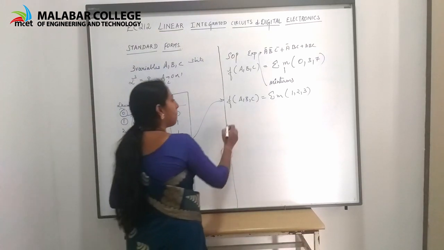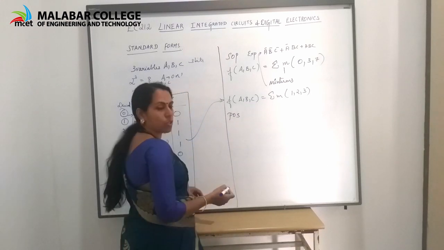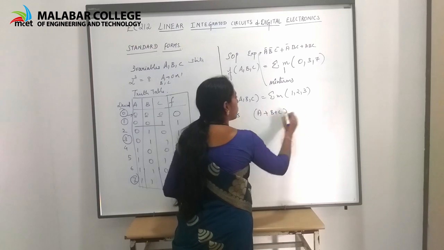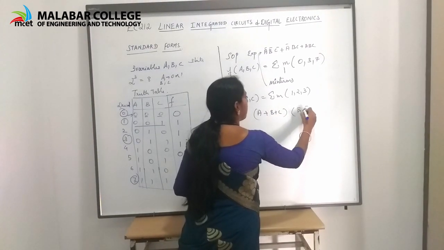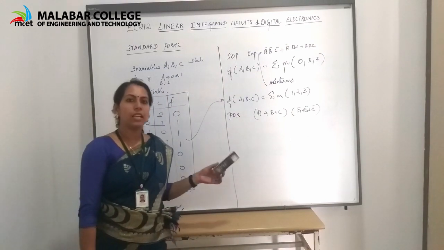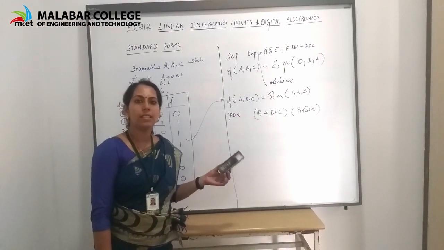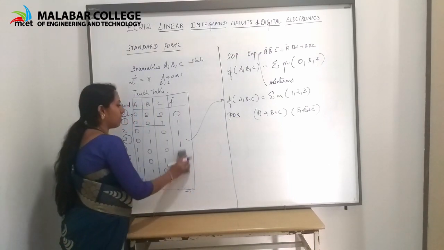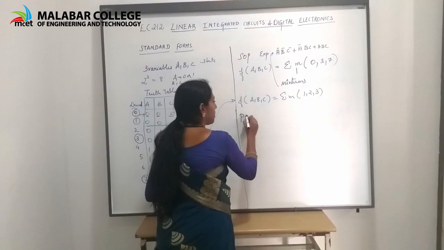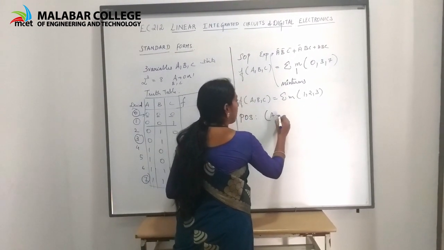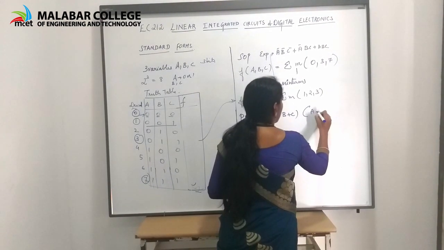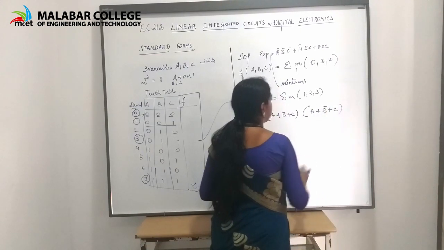Now, how can we write a POS expression? Let me write one POS expression: A plus B plus C into A bar plus B bar plus C bar. Okay, I have written an expression. Now let us see another POS expression. For example, let me give A plus B plus C and A plus B bar plus C.